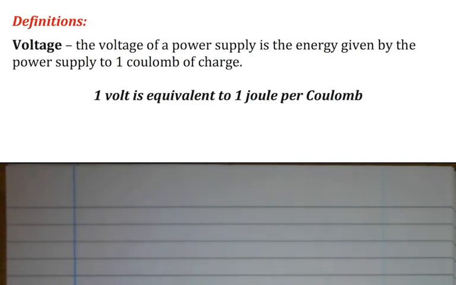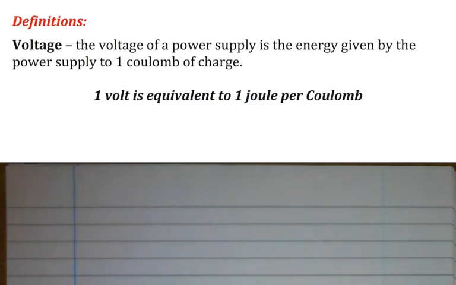So the definition for voltage is that the voltage of a power supply, or the voltage of a battery or cell, in this case I'm talking about a power supply, so the voltage of a power supply is the energy given by the power supply to 1 coulomb of charge. So that means if we had a 9 volt battery, then that 9 volt battery would supply each coulomb of charge with 9 joules of energy. Okay, and what I've said down underneath is that 1 volt is equivalent to 1 joule per coulomb. Okay, as I said, in higher physics, there is an equation that goes with that one. Makes it much easier to work out. But if you can remember, 1 volt is 1 joule per coulomb.